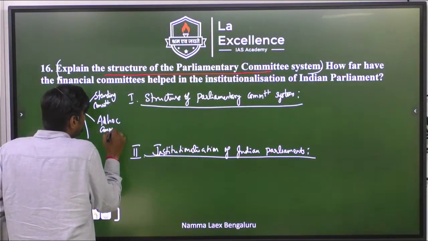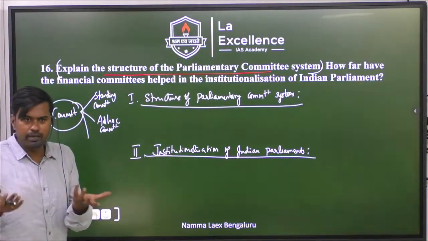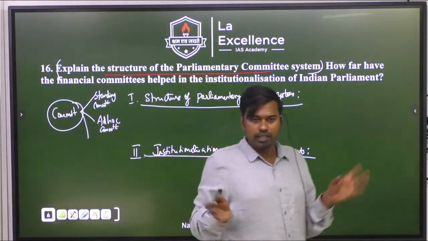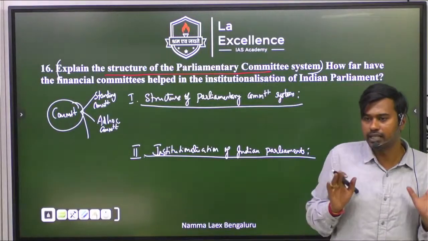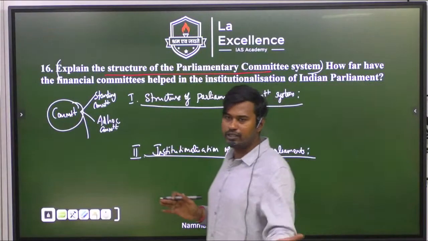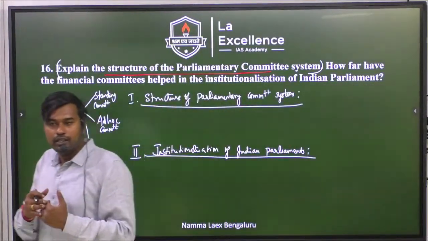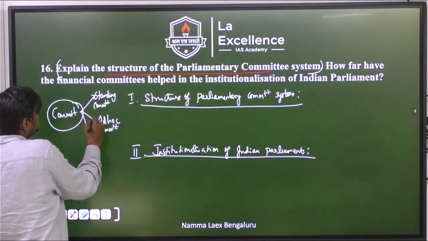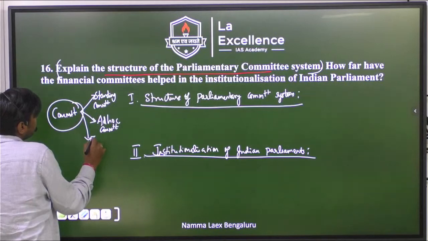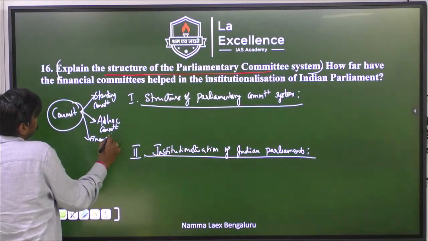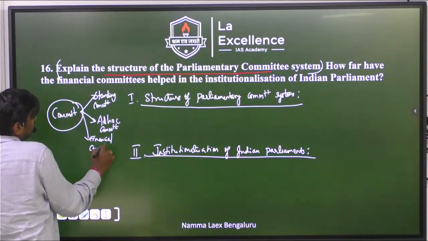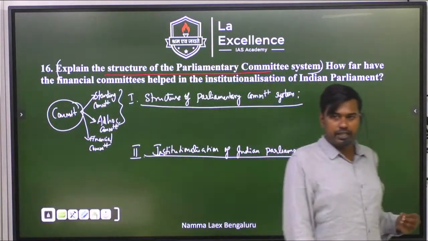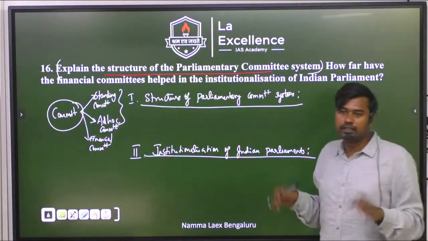Ad hoc committee means only for some specific purpose. For example, you wanted to conduct an inquiry upon some members of parliament. For that purpose, you appoint a committee. Once that inquiry is done, finished, the committee will be disposed. So it will not be there. We also have a third category, financial committees. But the primary categories are these two only. Standing committees are permanent committees. Temporary committees are ad hoc committees.